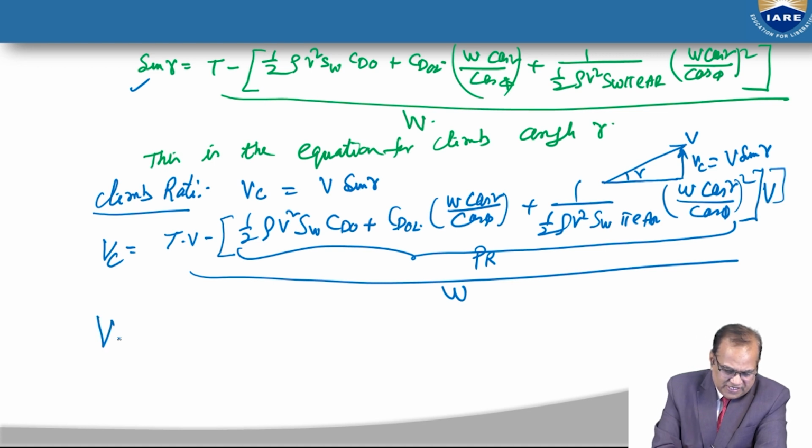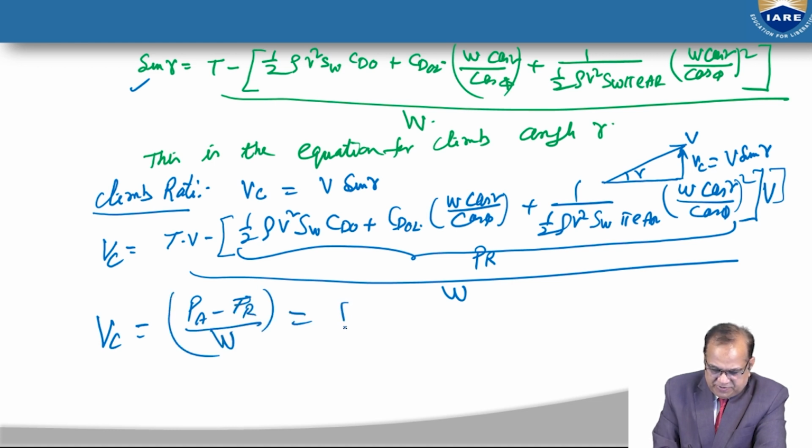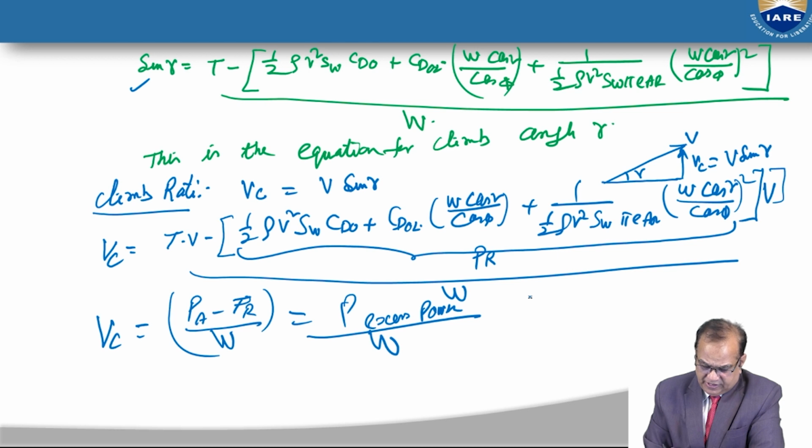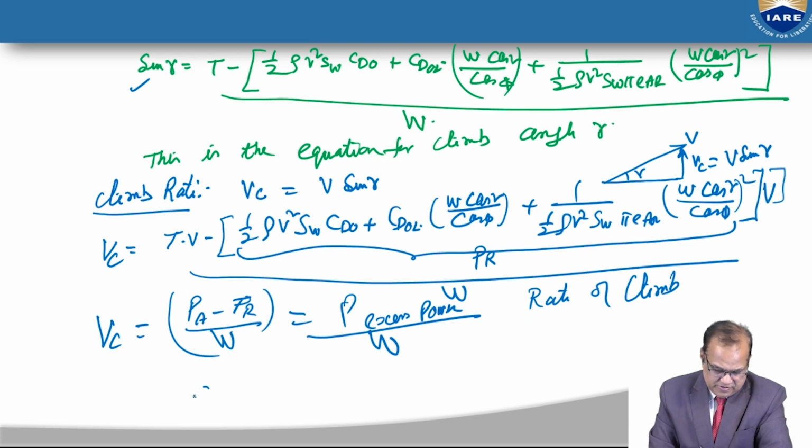So we will get VC is equal to, and this is the PA. So PA minus PR divided by W. This is called P excess power divided by W. So this is the equation for the rate of climb during the turn.